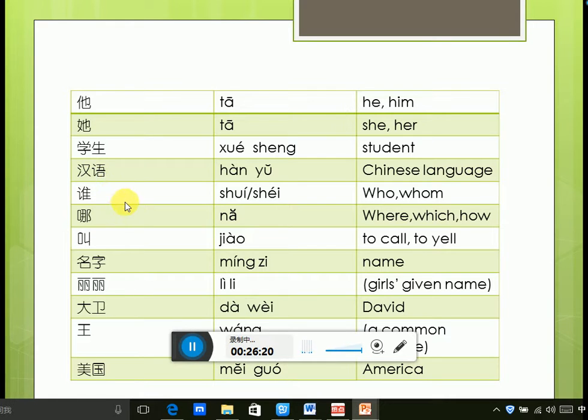Okay. So if we see something language, it must mean something related to language. 谁和谁, who and whom.